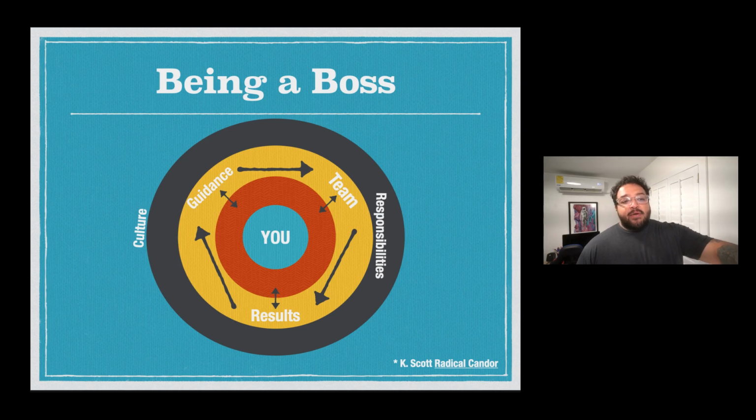Outside of that, in that gray circle, you have your own responsibilities, right? Because when you get hired for this job, you're not solely responsible for just overseeing people. You're going to have your own responsibilities and objectives that you have to get done. So you're trying to manage your team, guide your team, worry about those results, worry about your own responsibilities, and then on the very outside of all of that, you still have to make sure that you're operating within that organizational culture.